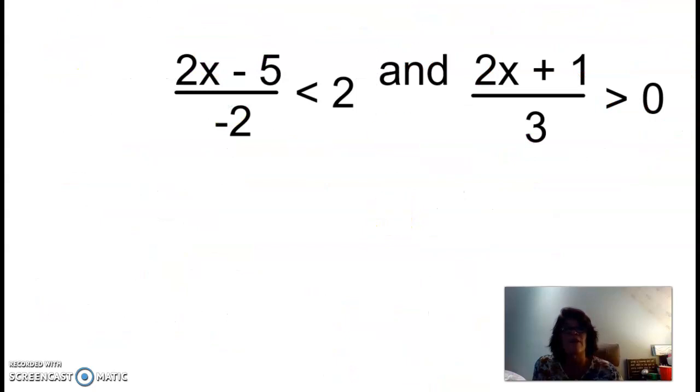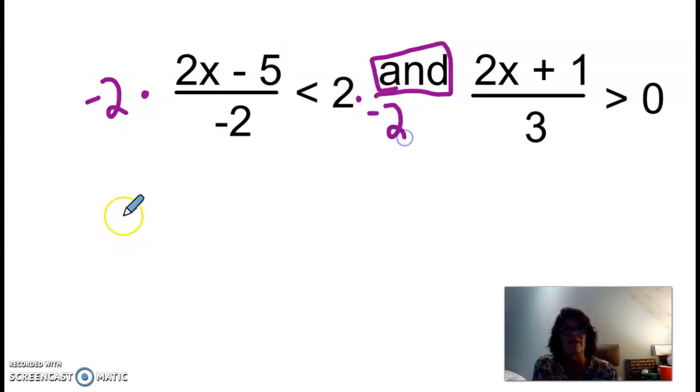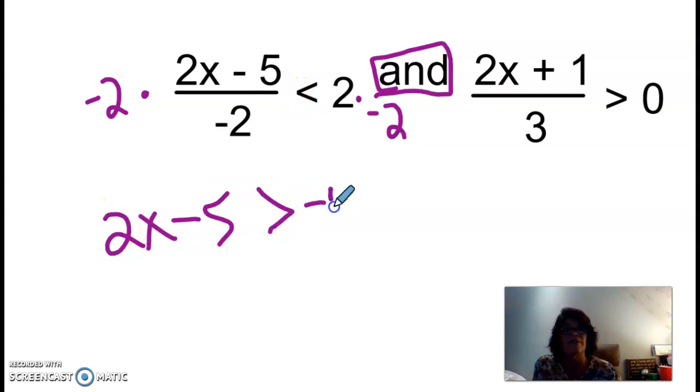So the other thing that you'll have are something called compound inequalities. In a compound inequality, I want to solve both of these, and I'm using the word and. So I want all the answers that are true for both. So for this one, I'll multiply both sides by negative 2. Oh, as soon as I hear that, multiply by a negative, I know I have to flip the sign. Instead of less than, it's greater.